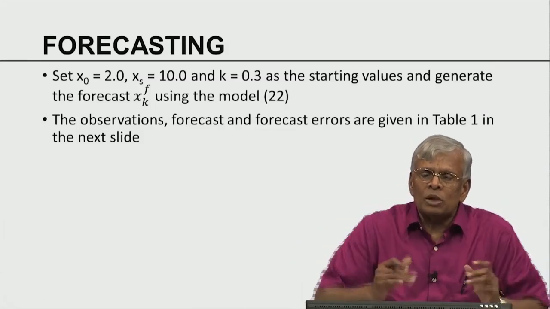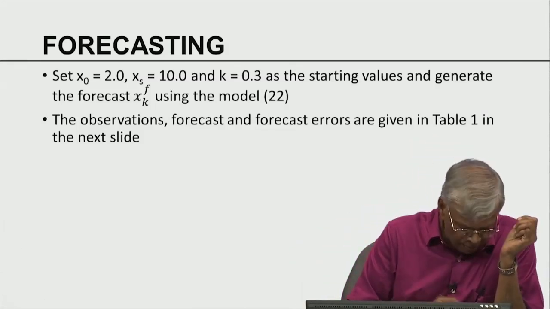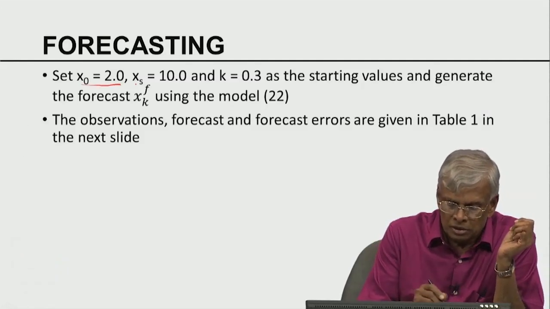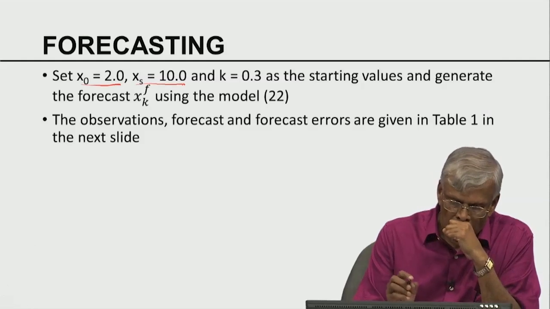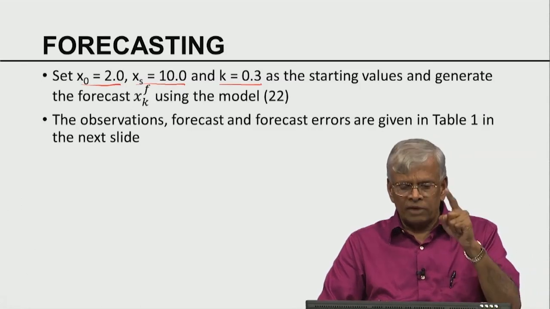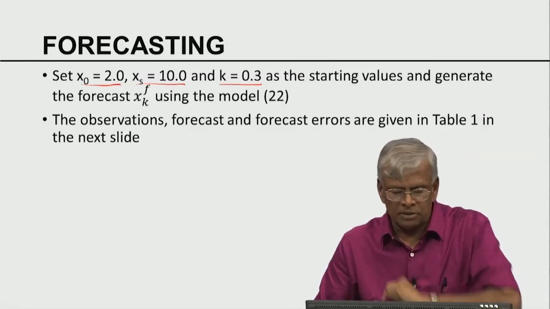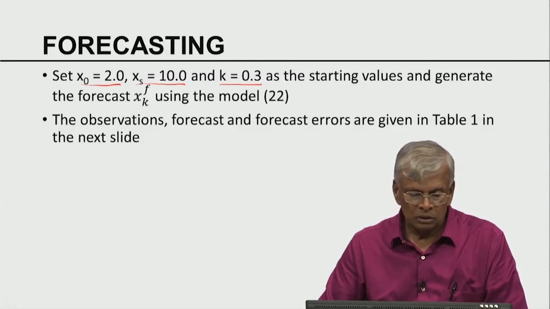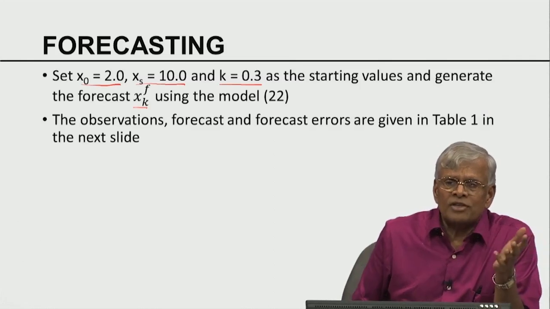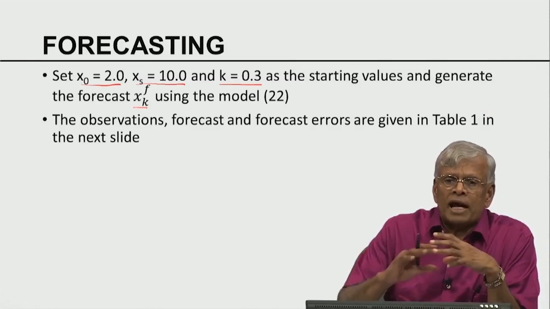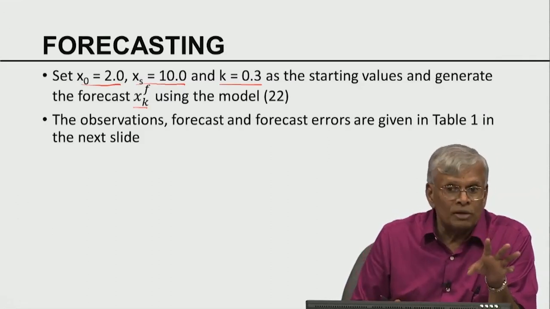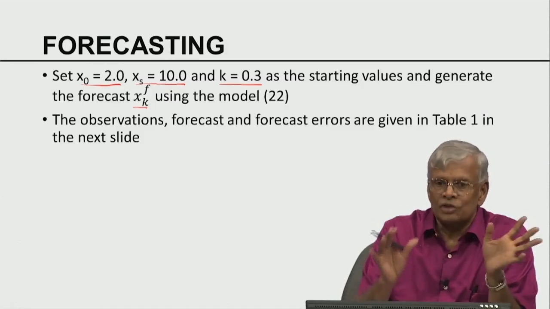Now, not knowing what Mother Nature has planned, I am going to assume my initial condition is 2, the sea surface temperature is 10, and k is 0.3. Look at this now. I have errors in the initial condition, errors in the boundary condition, and errors in the parameter. So if I am going to make a forecast by running the model forward, the forecast is going to have errors. The forecast error results from the confounding of the errors in initial condition, parameters and boundary condition. It is one of the hard cases because we are assuming everything is wrong.